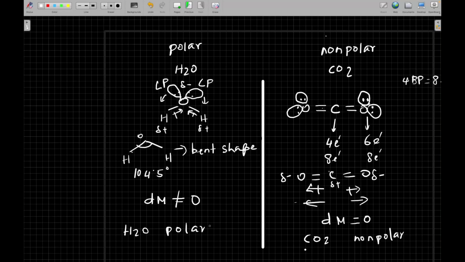I hope now you are able to understand why water is a polar and carbon dioxide is a non-polar molecule, even after the covalent bond is formed between the two non-metal atoms with different electronegativity values.